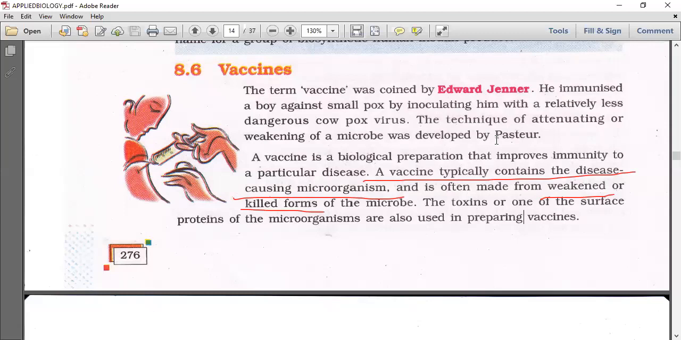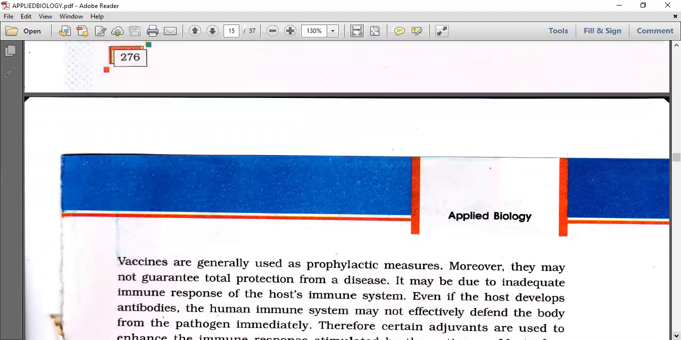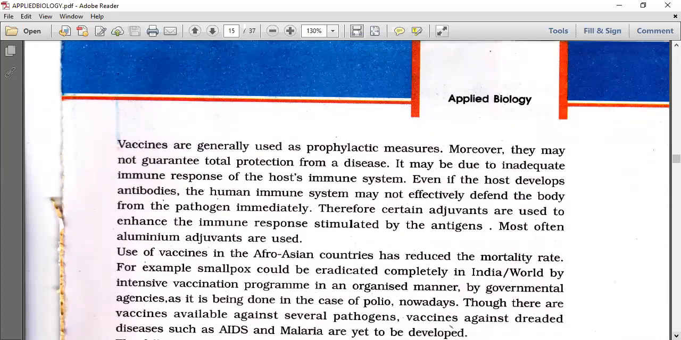That's the problem actually. Toxins are one of the surface proteins of the microorganism, also used in preparing vaccines. That means sometimes we don't take the whole microbe, we take the toxic product released from the microbe. Whatever it may be, we give information before the original hero comes. We can't say hero, we say villain, isn't it?